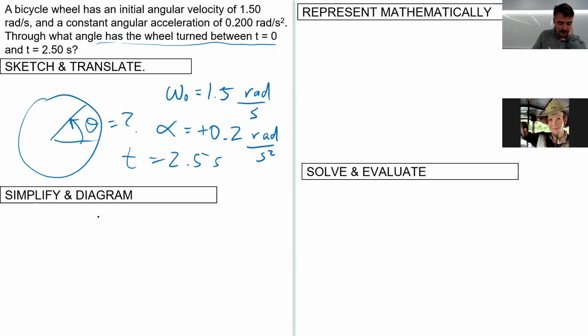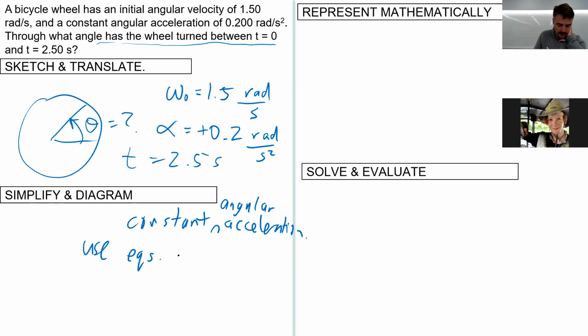So basically it's constant angular acceleration, I should say. So use equations from table 9.1. That's all really I have to say about that.